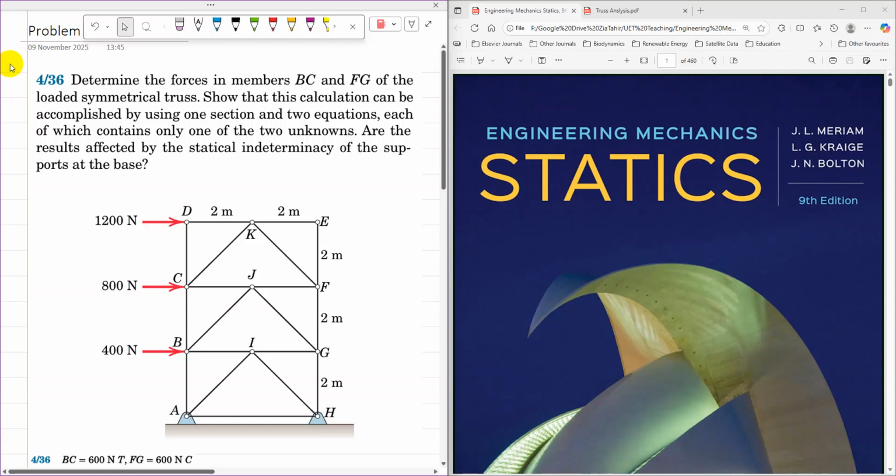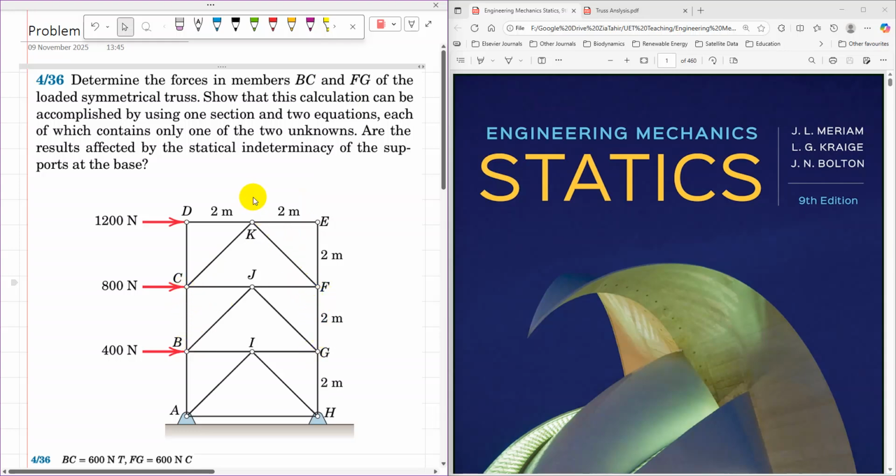This video tutorial is the solution to problem 4/36 from Engineering Mechanics Statics, 9th edition, by J.L. Meriam, L.G. Kraige and Jen Bolton. The statement of the problem is: determine the forces in members BC and FG of the loaded symmetrical truss. So that is BC and then FG.